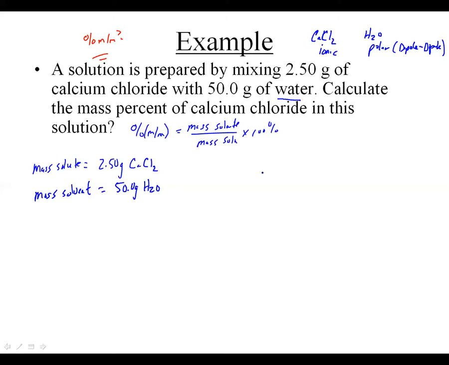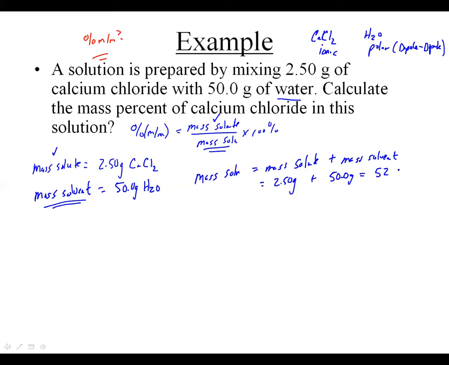The important part though is remember that we do have the mass of the solute here, but we do not have the mass of the solution. This again is just the solvent. So to get the mass of the solution, we need to take the mass of the solute plus the mass of the solvent, which in this case is 2.50 grams plus 50 grams. And that's going to give you 52.5 grams when we add that together.